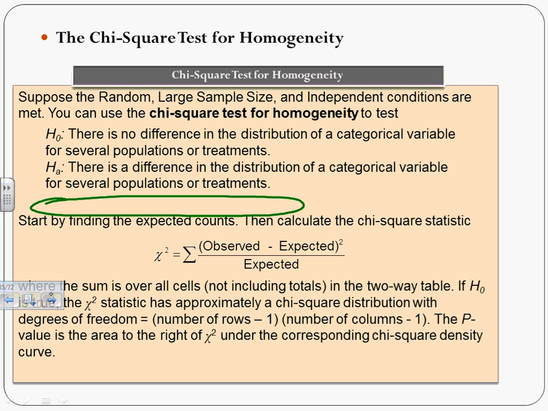Okay, so suppose the random, large sample size and independent conditions are met, then you can use this chi-square test. And here you put in your null that there is no difference in the distribution of categorical variables for several populations or treatments. And your alternative is there is a difference. Okay, so start by finding the expected counts. Then you can put in your degrees of freedom and look at the p-value of the area to the right of the chi-squared under the density curve.